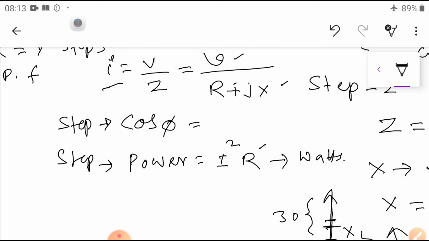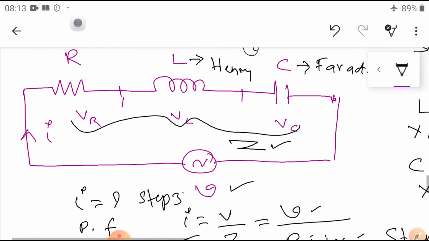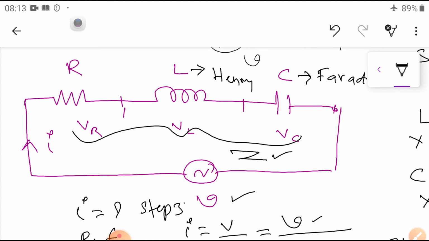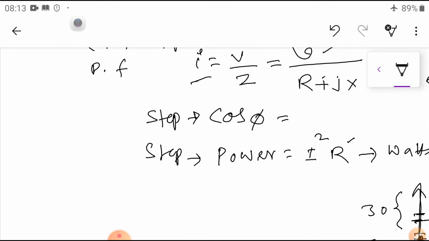Okay. So similarly, you do the problems also. Whatever problem is given, with resistance, inductance, capacitance, you can easily calculate it in a similar way. So let us do one problem, so that you may get clear about this series circuit. Now, what is the given problem? Let us take one problem.